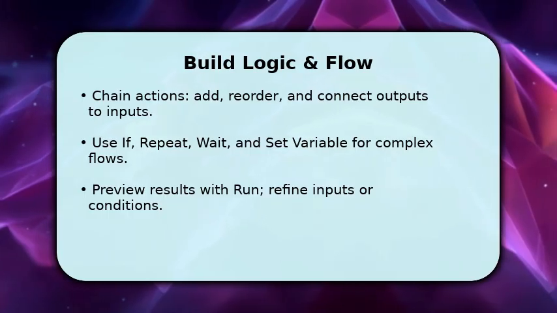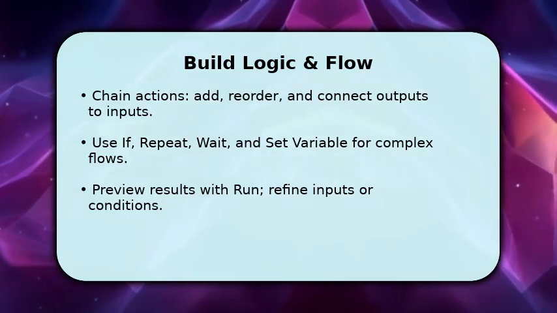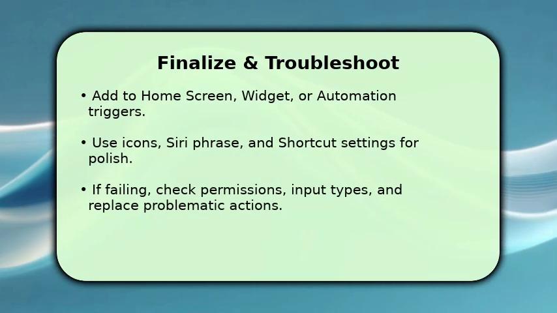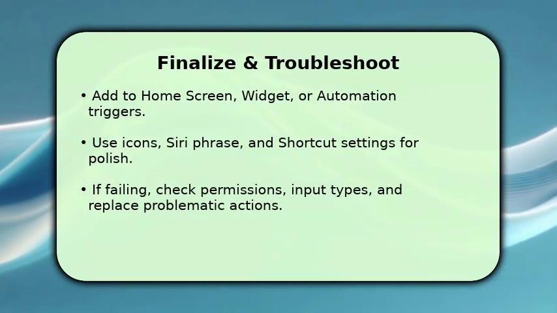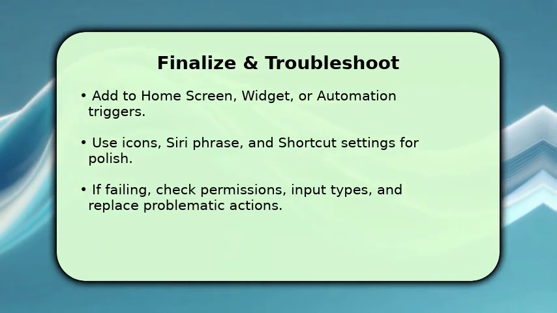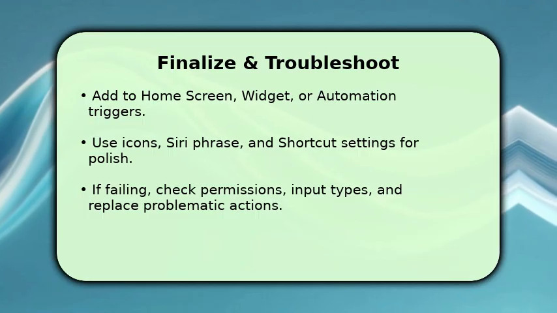This iterative process finishes by adding the shortcut to your home screen, widget, or an automation trigger so you can run it quickly. Assign an icon and a Siri phrase for hands-free use, and review shortcut settings to allow running from other apps. Once saved, test every trigger path to confirm behavior.